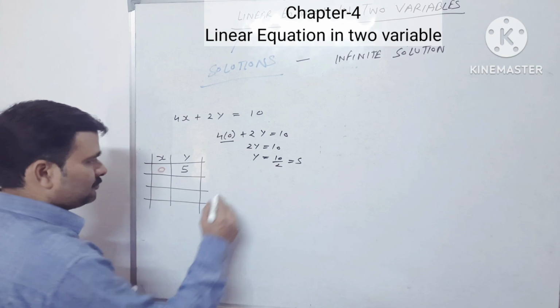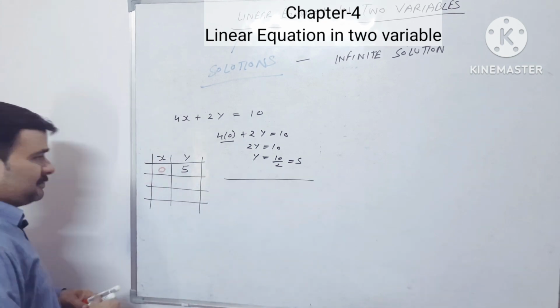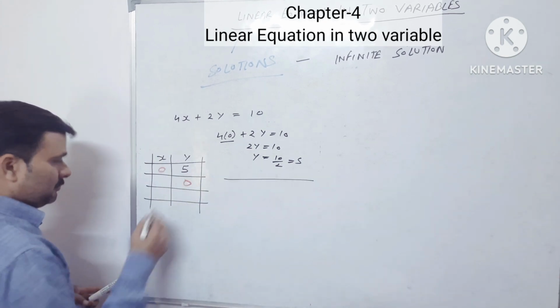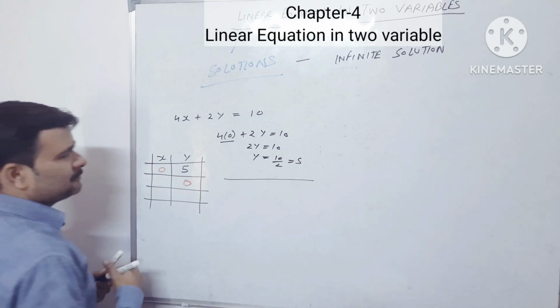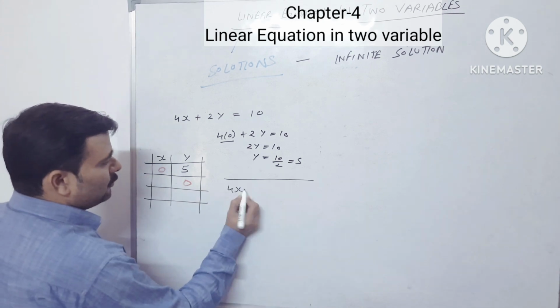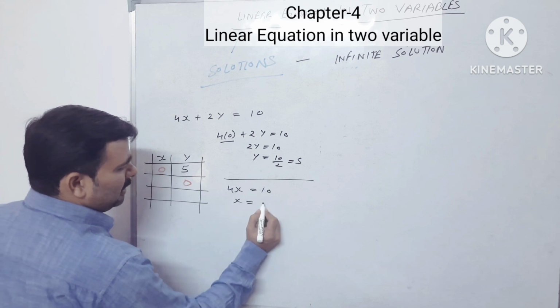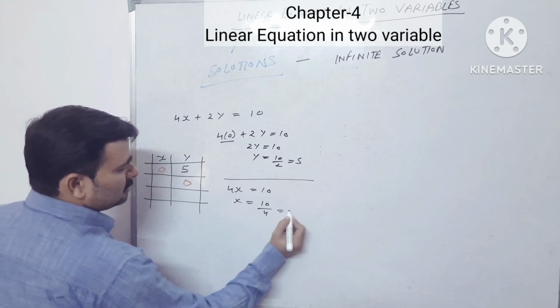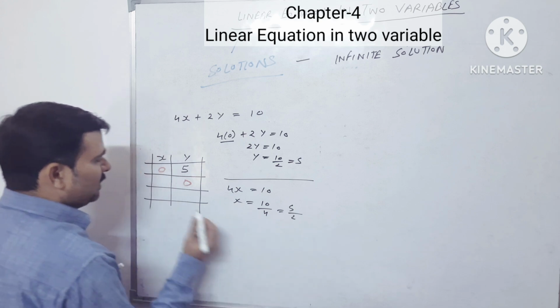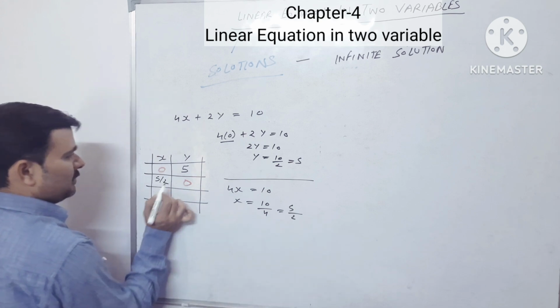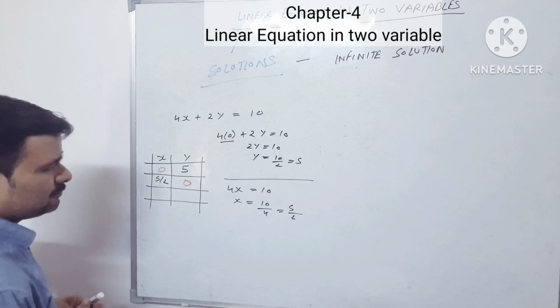Now if we put y as 0, then we have 4x, the second term will become 0, is equal to 10, then x is equal to 10 by 4, which is equal to 5 by 2. This becomes 5 by 2.